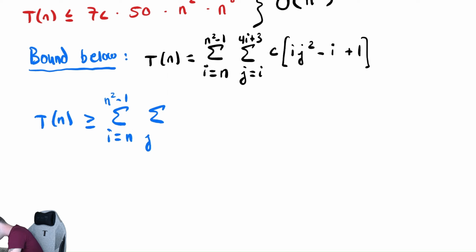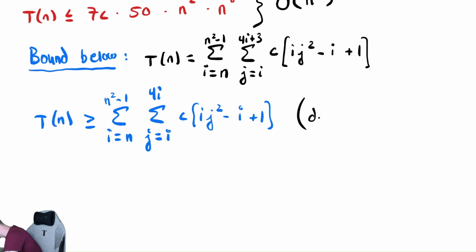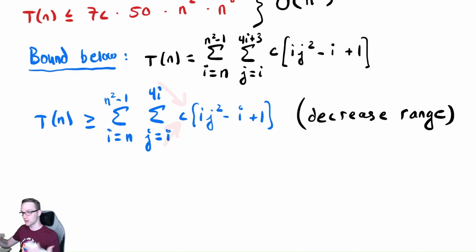For the inner summation, for a reason that will become apparent in a second, I'm going to leave that bottom bound as i, and the top bound I'm going to reduce down to 4 times i. Then the inside of the sum I will keep untouched, so that's c times ij squared minus i plus 1. And just as I said out loud, all we're doing is decreasing the range. Decreasing the range means either making the top bound smaller or the bottom bound bigger. We're decreasing that total range of values.